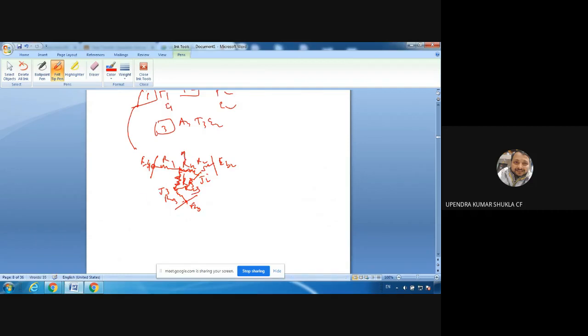Now R12 is what? R12 is 1 upon A1 F12. And that's the R1, because this is the R1, right?